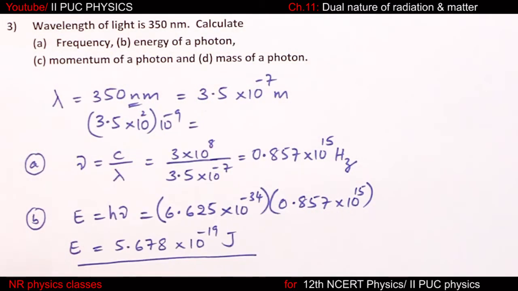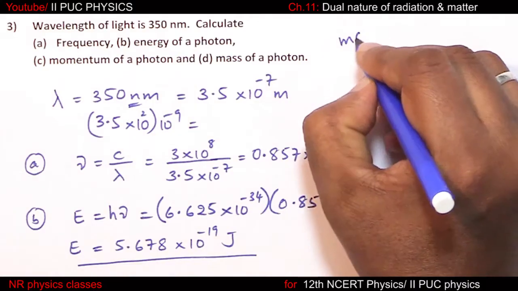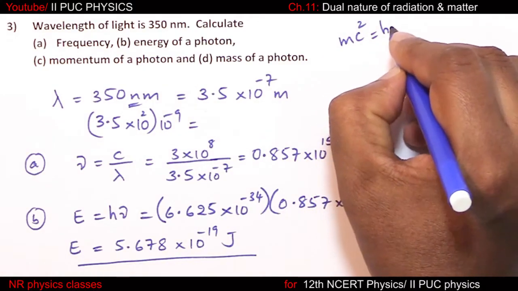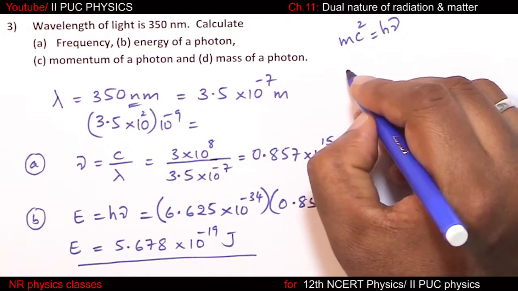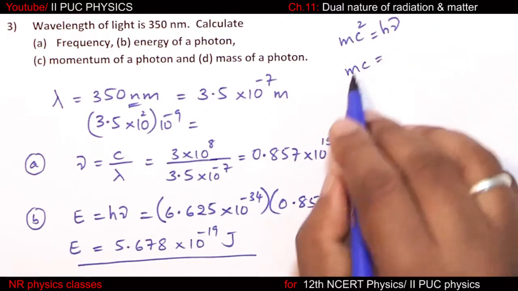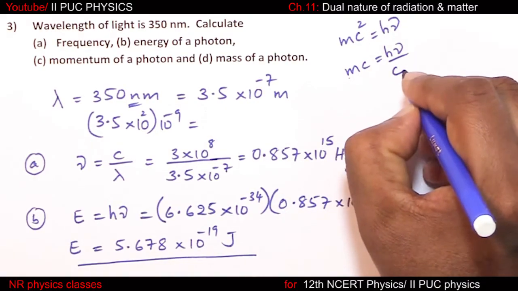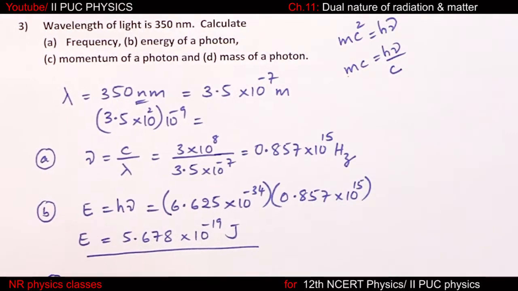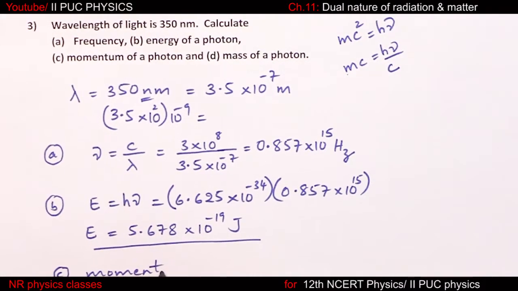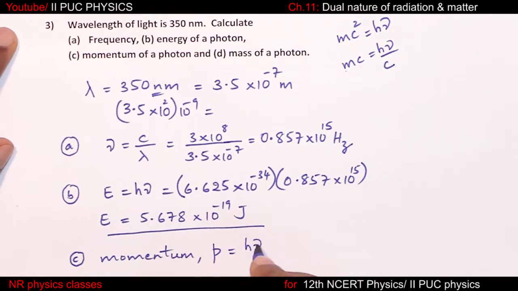Momentum of a photon. Next is momentum. mc square is energy, h nu is energy. But m into c is momentum, mass into velocity. So it is h nu by c. So to find momentum, momentum P equal to h nu by c.